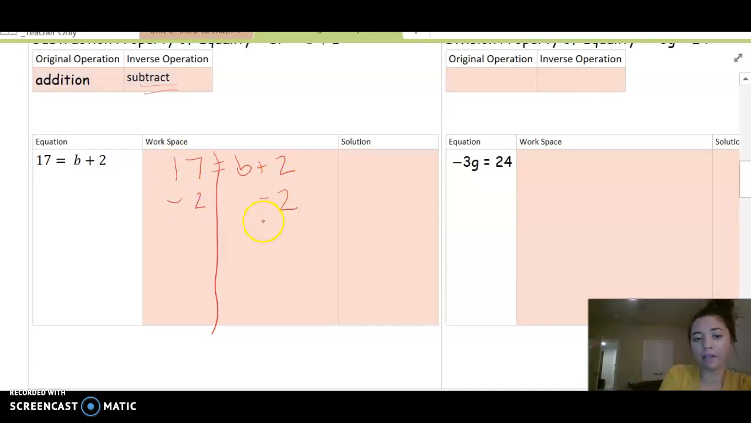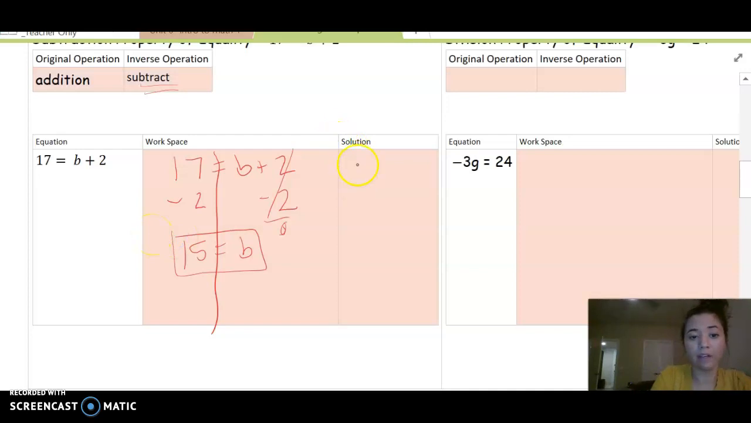My plus 2 and minus 2 end up being 0. So now those are gone, and I just have b left. 17 minus 2, 17, 16, 15. So I get b equals 15.